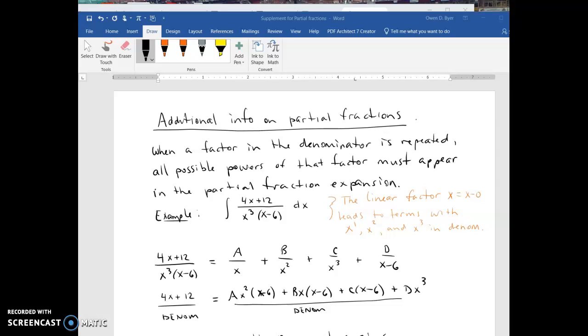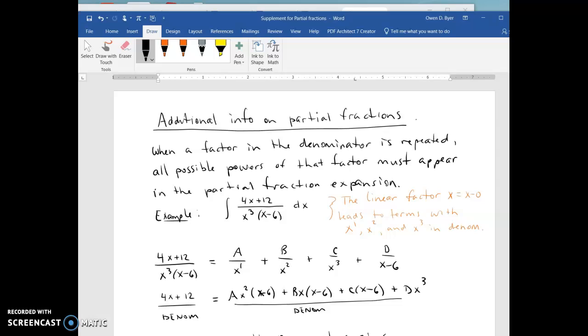Just 2 examples here. An additional thing on partial fractions that I didn't really mention in class is that when a factor in the denominator is repeated, all possible powers of that factor have to appear in the partial fraction expansion. So here's an example where we have this factor x in the denominator and it's raised to the 3rd power. So that means when we write it out, we need to have an x to the 1st, an x to the 2nd, and an x to the 3rd. They all have to appear.